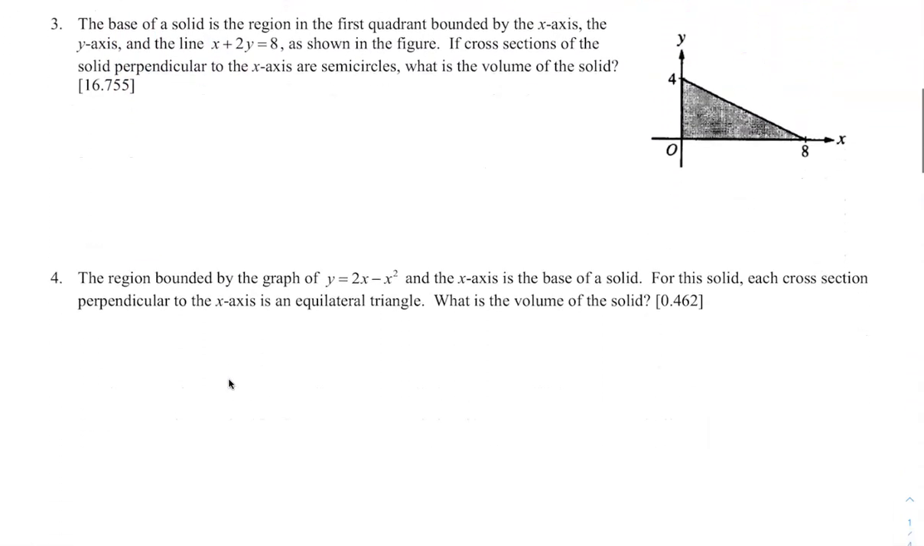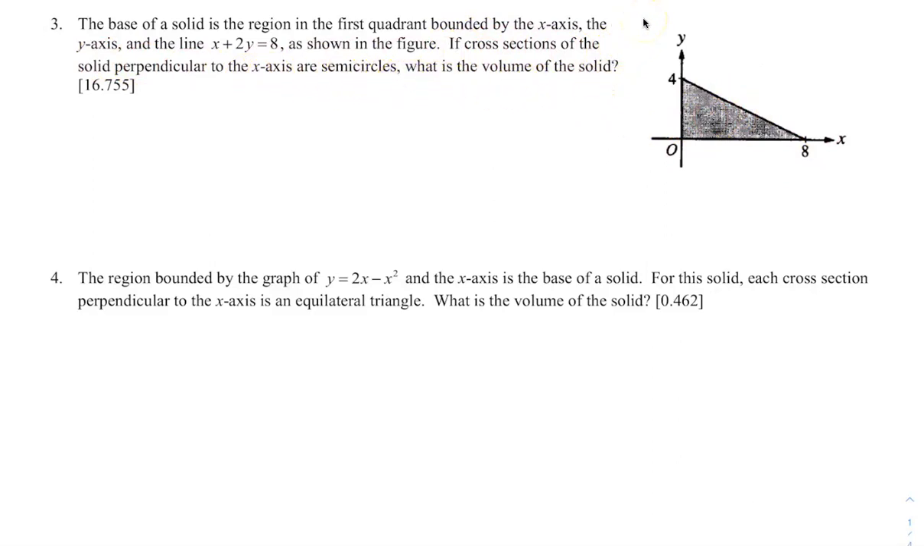Next one. The base of a solid is the region in the first quadrant bounded by the x-axis, the y-axis, and the line x plus 2y equals 8, as shown in the figure. So that's this little region right there. If the cross-sections of the solid perpendicular to the x-axis are semicircles, what's the volume of the solid?